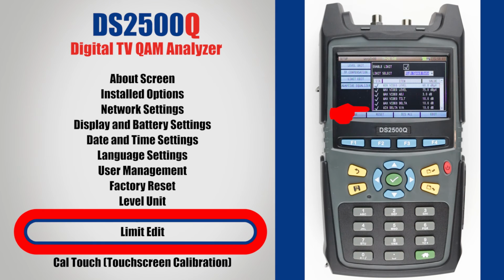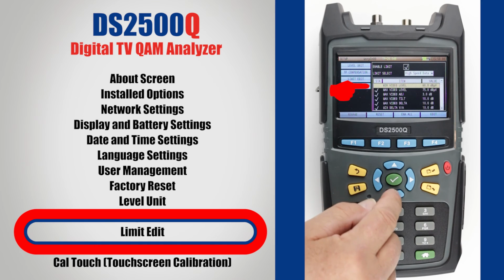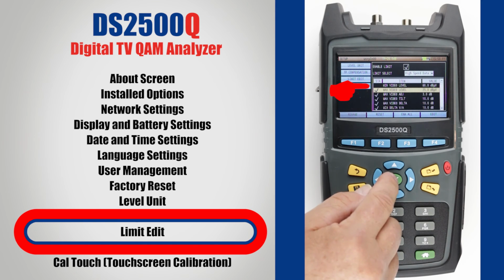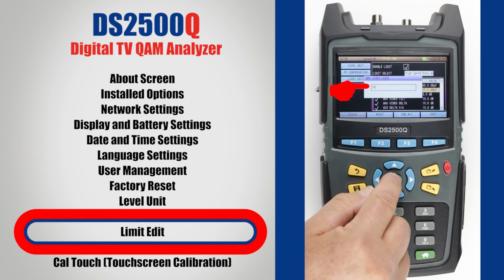Enable or disable the limit. Select the limit you want to edit. You can enable or disable each limit parameter. To edit the value, press the F4 or Edit key. This will bring up the value to edit. Now these limit tests are available during measurement readings.